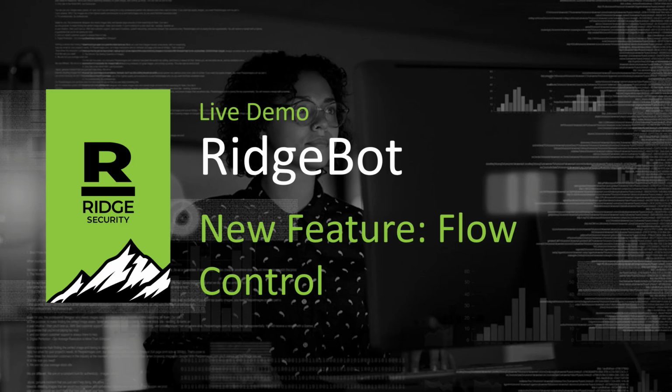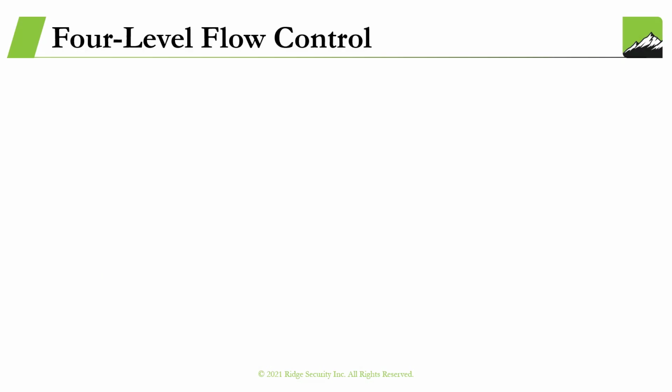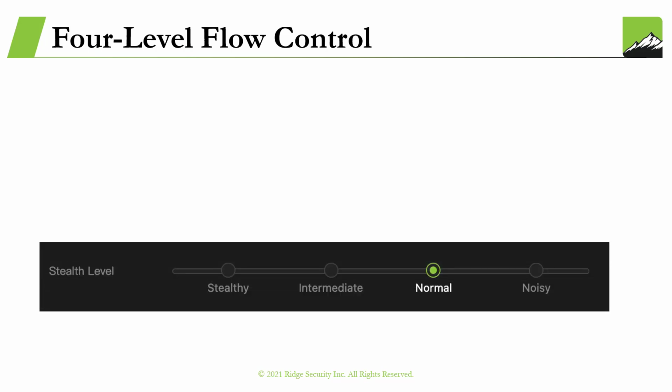This video demonstrates how the newly added flow control feature helps you achieve a better penetration testing result. Starting from the release of RidgeBot 3.7, when a new task is created, you can choose RidgeBot's stealth level, which is the attack speed, from one of 4 levels: stealthy, intermediate, normal, and noisy.